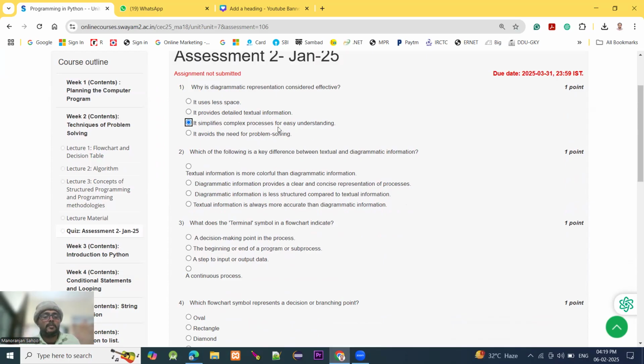Okay. Then moving to question number 2, which of the following is a key difference between textual and diagrammatic information? The more appropriate answer is that diagrammatic information provides a clear and concise representation of a process. So for 2, option B is the right answer.